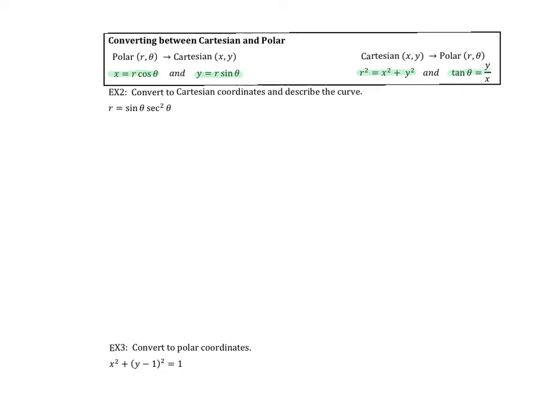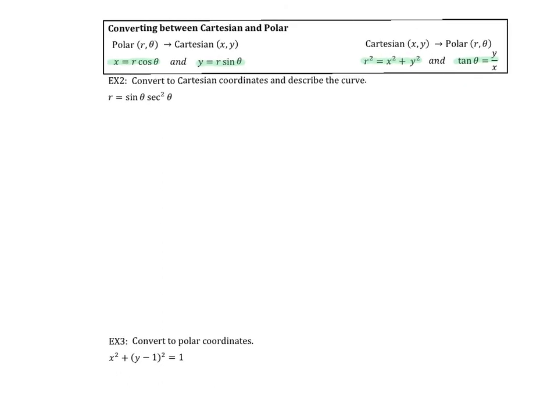In example 2, we're given an equation in polar coordinates, and what we want to do is change this to Cartesian or xy coordinates, and then, if possible, describe the curve. So my first thing to do is see if I could substitute any of these r's and thetas with x's and y's. And the way it's written, I can't. However, I do notice that I have a sine and I have a secant. Secant is not listed, only sine, cosine, and tangent. So maybe my first step could be to get rid of the secant squared and write it as 1 over cosine squared. So at least I have a cosine in there.